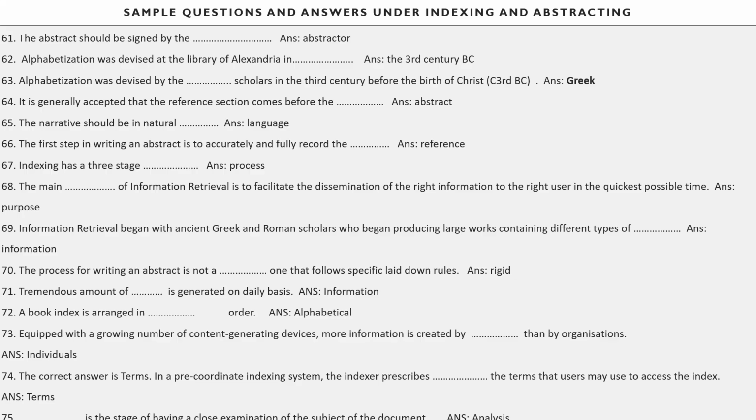Equipped with a growing number of content generating devices, more information is created by individuals than by organizations. The correct answer is term. In the pre-coordinating indexing system, the indexer would prescribe terms. And then 75. That is the stage of having a close examination of the subject of the document. Analyze is a stage, right? So this is from 61 to 75.